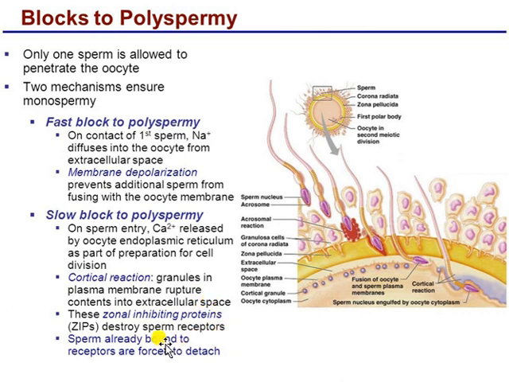Automatically, the zona inhibiting proteins destroy the sperm receptors. Zona inhibiting proteins are also present on the surface of the zona pellucida, and they start destroying the sperm receptors. So this is another mechanism.